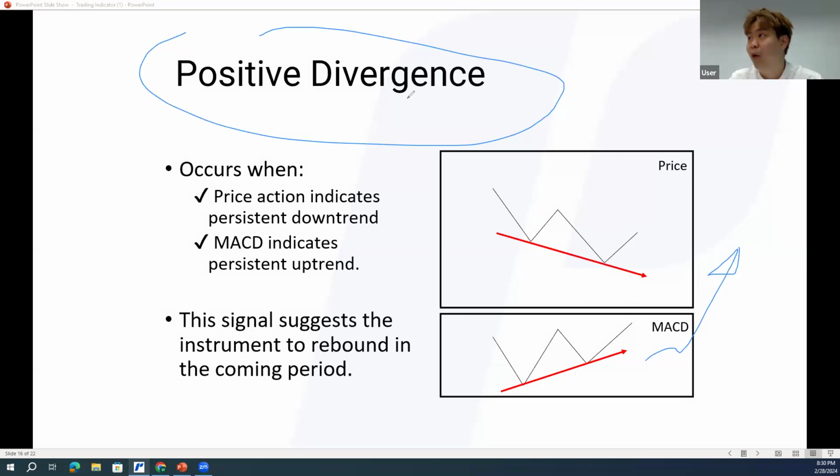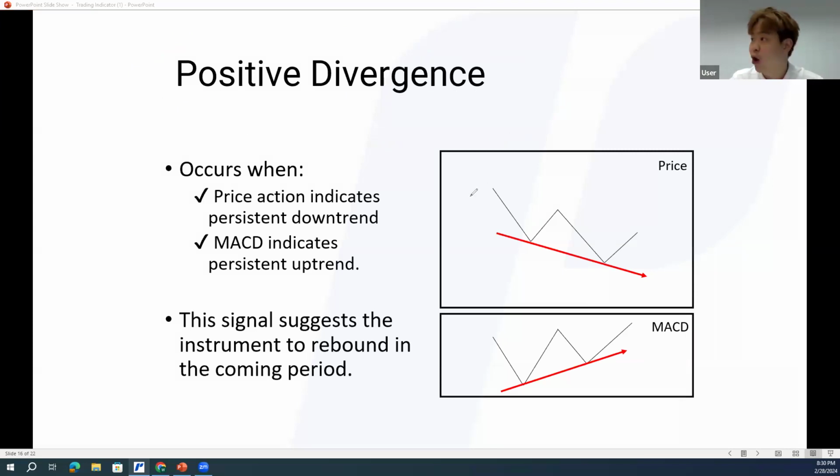So when is the positive divergence formed? It's very, very simple. The first thing you need to monitor is the candlestick. You need to look at the candlestick, which is the price chart. If the candlestick is in a downward trend, but the MACD is going upward, and then it forms a trend reversal candlestick, then it's time for you to consider long positions.